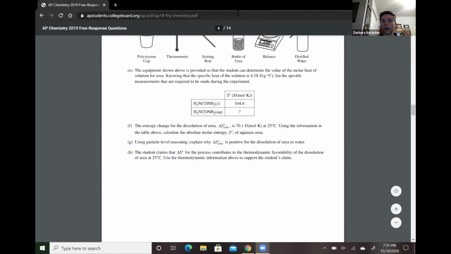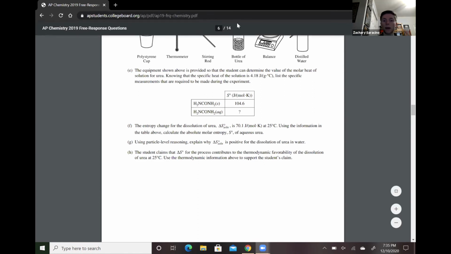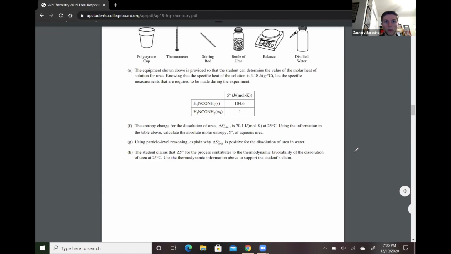But okay, so let's go to, we're right here, H. The student claims the delta S for the process contributes to the thermodynamic favorability of the dissolution of urea at 25 degrees Celsius. Use the thermodynamic information above to support the student's claim. Okay, so this is a mathematical reasoning question, actually. Let me turn off my camera.